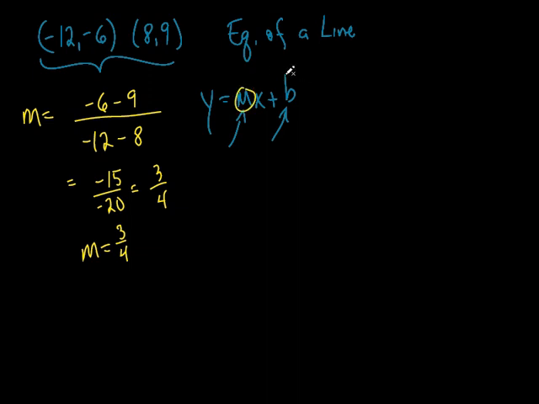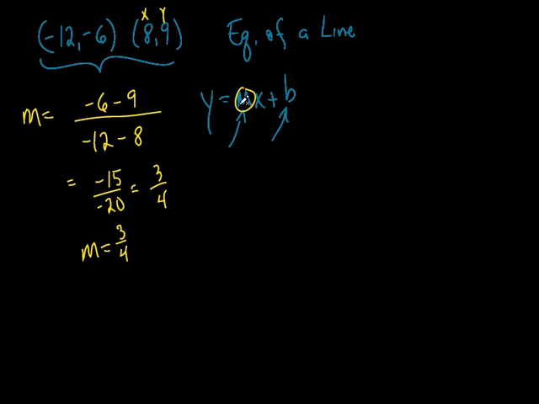And now I've got to find what? The y-intercept. How do I find the y-intercept? Well, I pick either one of these points, it doesn't matter which one, and I'm going to put it in for the x and the y. Which point would you rather use? (-12, -6) or (8, 9)? Yeah, I definitely would use (8, 9). So that's my x and that's my y. Now, you could have used this point, and it would still have worked. I promise.